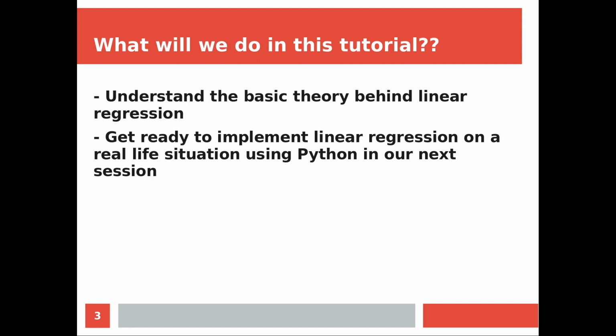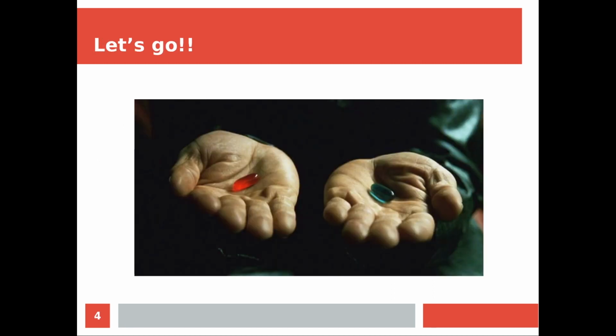We are going to understand the basic theory behind linear regression, which happens to be the basic foundation of machine learning. We will get ready to implement linear regression on a real-life situation in our next tutorial session by understanding the basic concept of linear regression and then trying to use Python in order to implement linear regression on a real-life problem. So let's go. So right now we'll start with some theoretical background about the earliest machine learning problem we have.